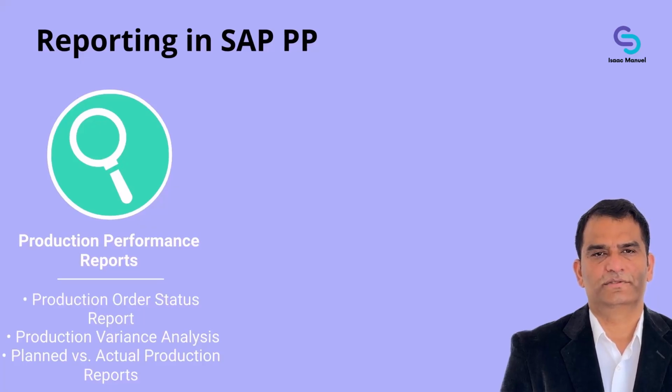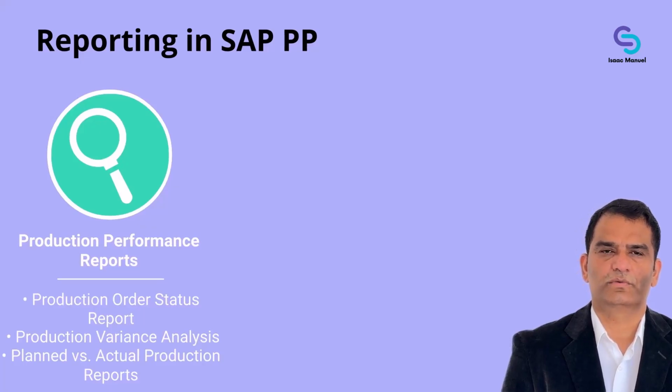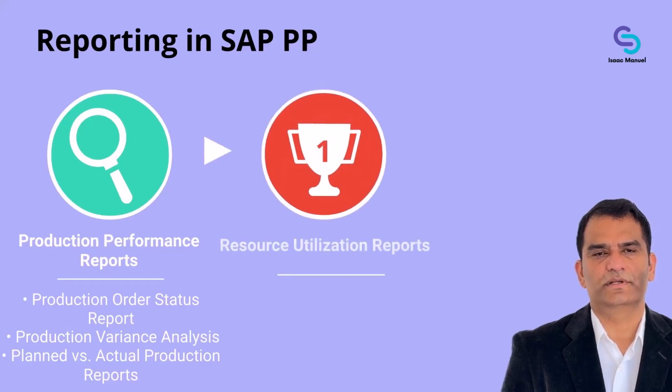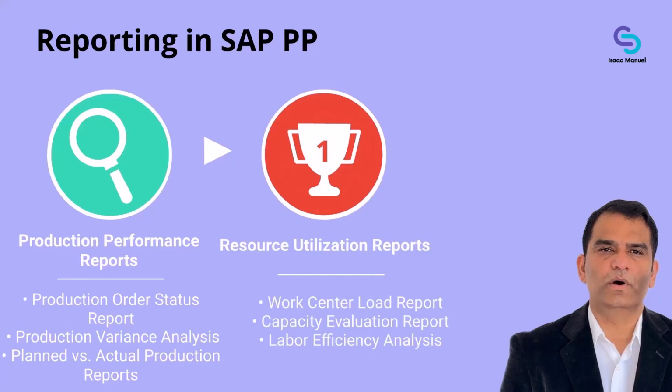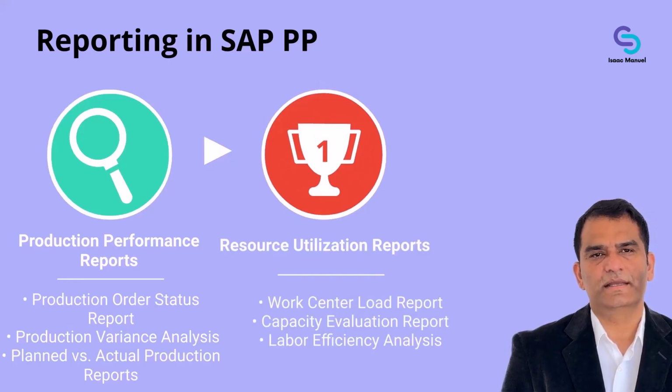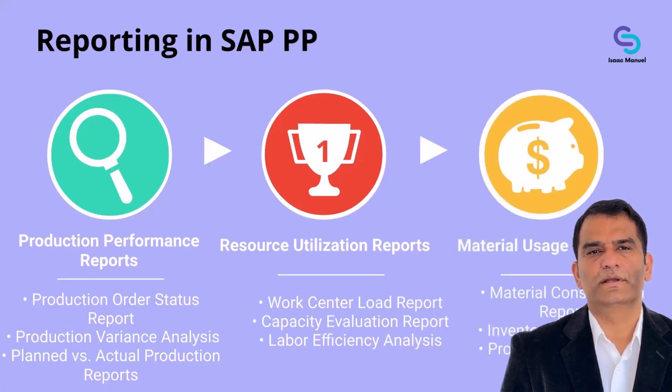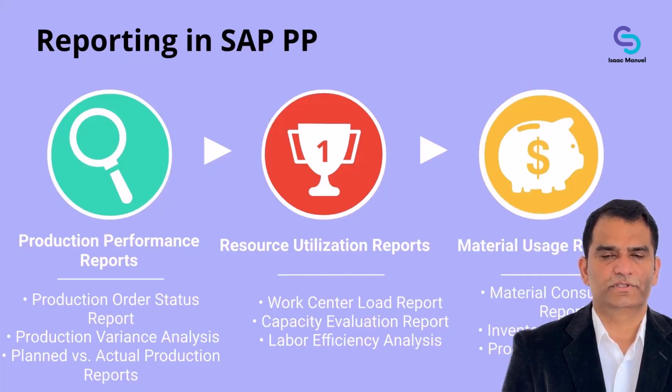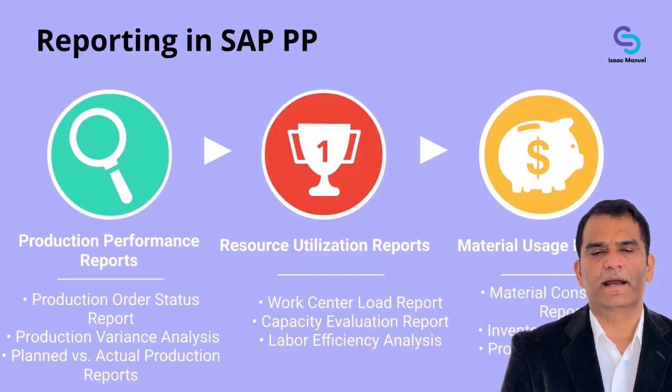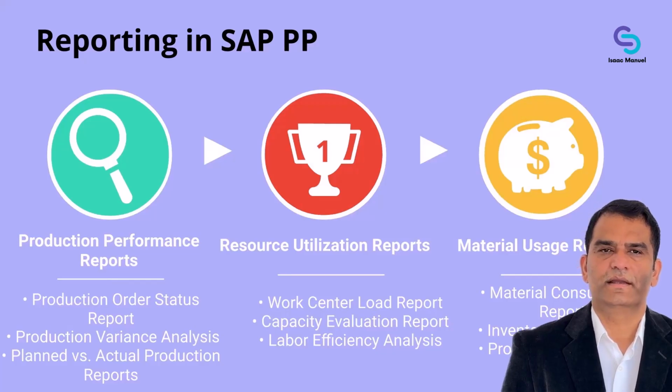Production efficiency reports highlight overall production performance and variations. Resource utilization reports offer insights into how effectively machinery and labor are used. Material usage reports help businesses closely track material consumption, maintain accurate inventory levels, and ensure procurement accuracy, significantly reducing waste.